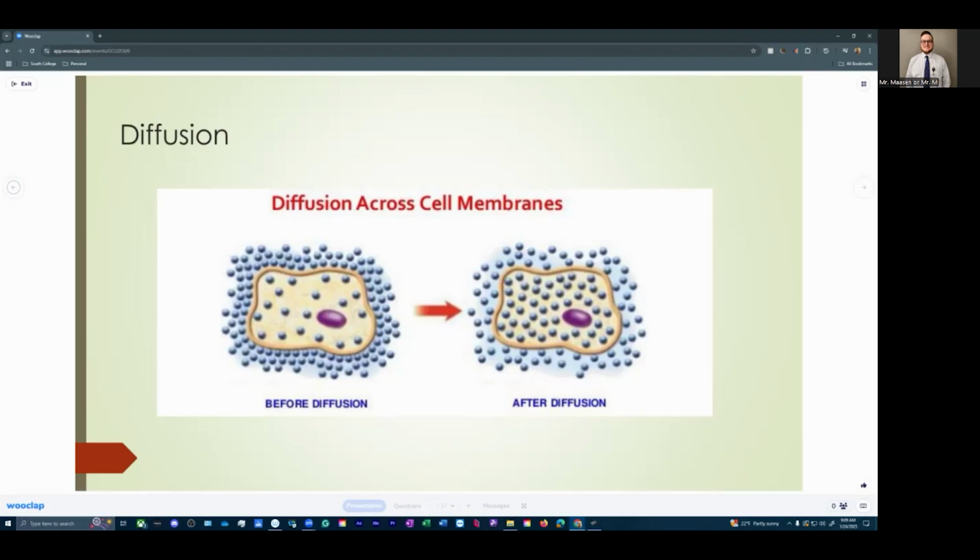A great example of this is a dye tablet, right? If I were to put a tablet of food dye or coloring, it would be a hard compressed tablet.